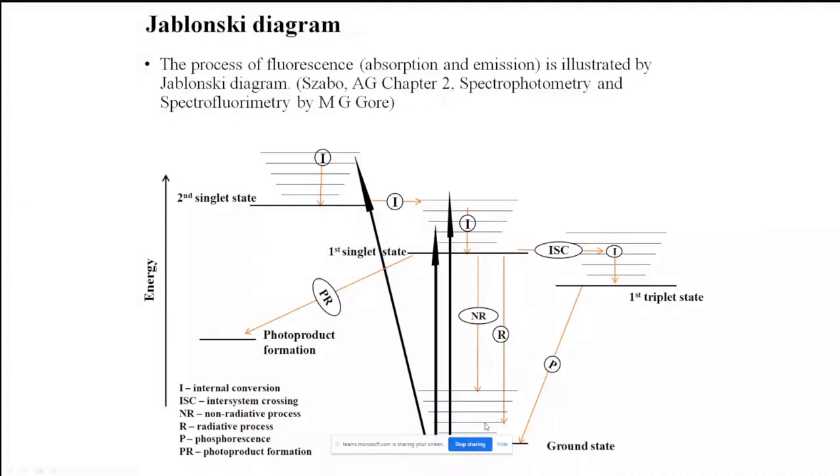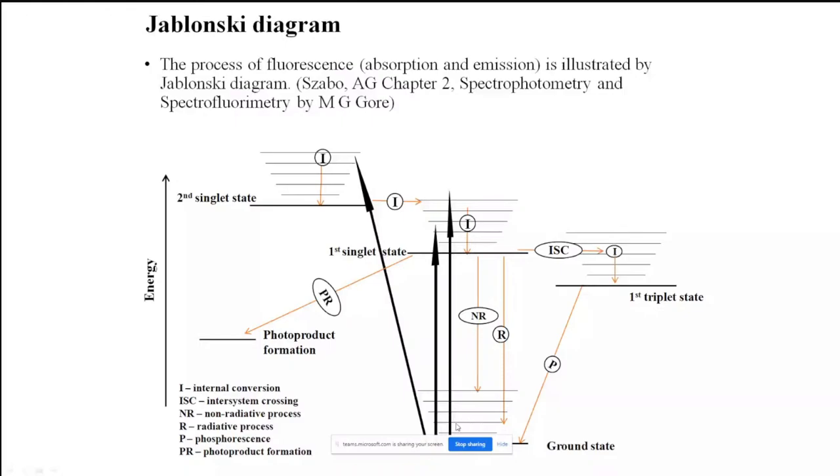I do not want to get into too much detail, but the basis of fluorescence spectroscopy is this: each electronic state has electronic energy, vibrational energy, and rotational energy. This is the ground electronic state, and these are the excited electronic states. The energy difference between two electronic states is very high, the vibrational level difference is not too much, and the rotational level difference is very low. For absorption spectroscopy, we only talk about the electronic and vibrational levels.